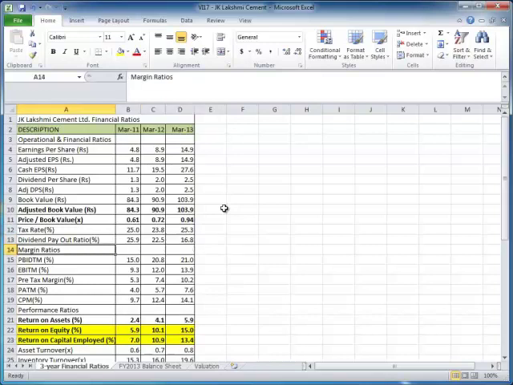The next set of ratios are the margin ratios. The first one is going to be the profit before interest, depreciation, and taxes margin. This is before we deduct anything, and this has been rising, and it's relatively stable in 2012 and 2013, risen from 2011.